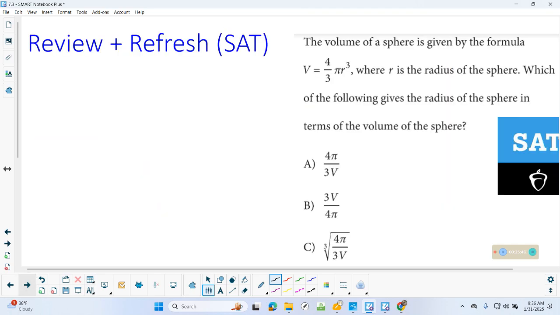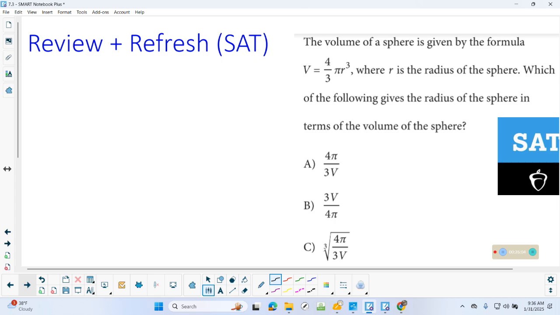All right, let's do a standardized test problem because, yeah, we love those so much. Let's read this here. The volume of a sphere is given by that formula. R is the radius. Great. Which of the following gives the radius of the sphere in terms of the volume? We're going to do spheres in here, by the way.